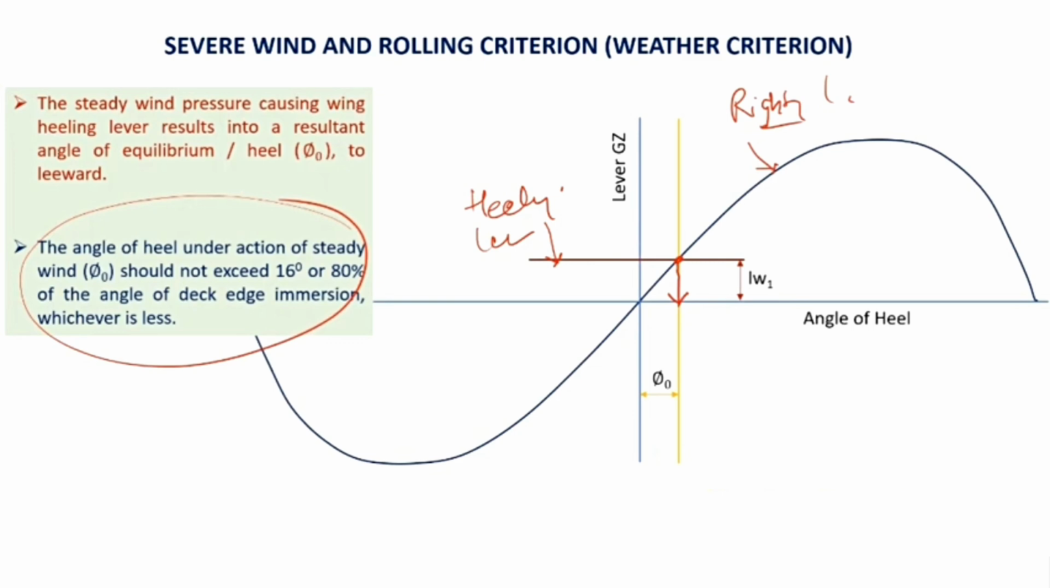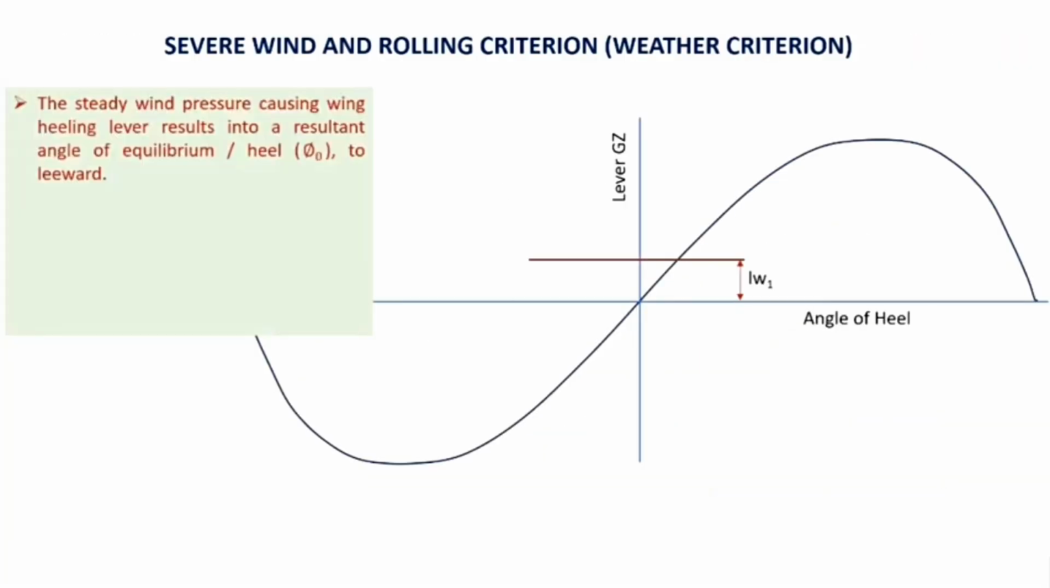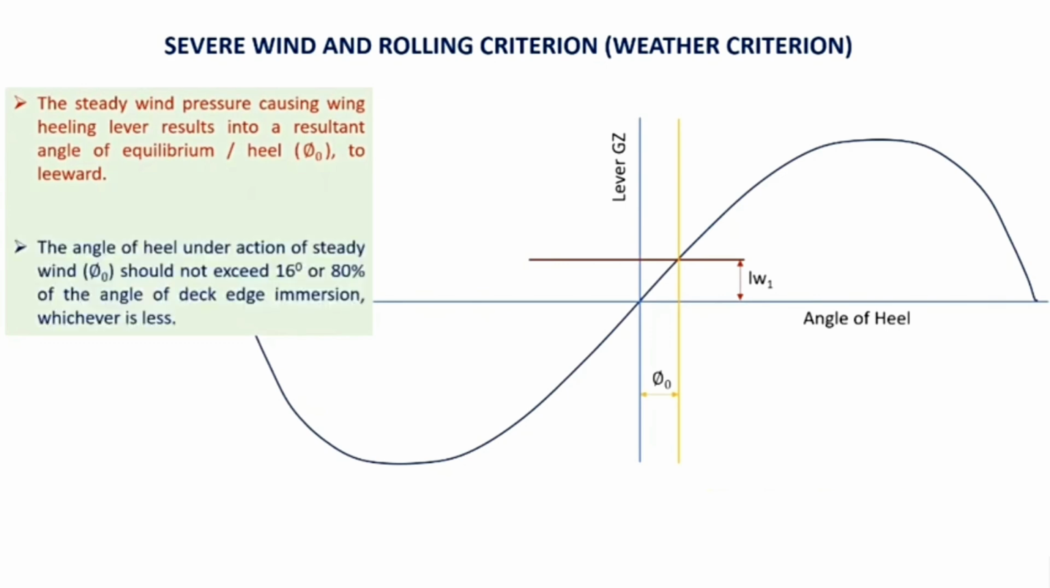The steady wind heel. So I'll clear this and represent this here so that there are no markings on it. The steady wind pressure causing the wind heeling lever results in a resultant angle of equilibrium of phi 0 to the leeward, and obviously the leeward side is to the right in our diagram. So this is phi 0. Angle of heel under the action of steady wind, phi 0, should not exceed 16 degrees or 80% of angle of deck immersion. That is what is important to know. If it is exceeding these limits, the vessel is failing on this criteria itself. Is that clear? Yes, I got it.